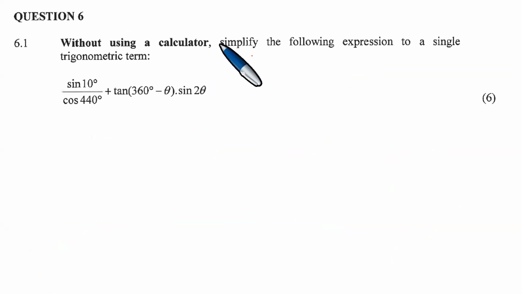Without using a calculator, simplify the following expression to a single trigonometric term. Let's look at this one. We need to simplify this to a single trigonometric term. What is the first step here now? What do we do first? We need to simplify it. Where do we start? I want to know what you think about the question. Reduction formulae, right?